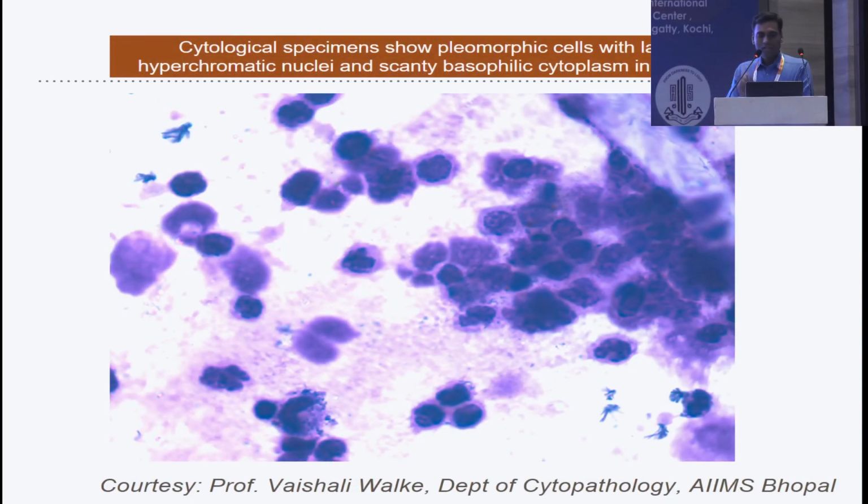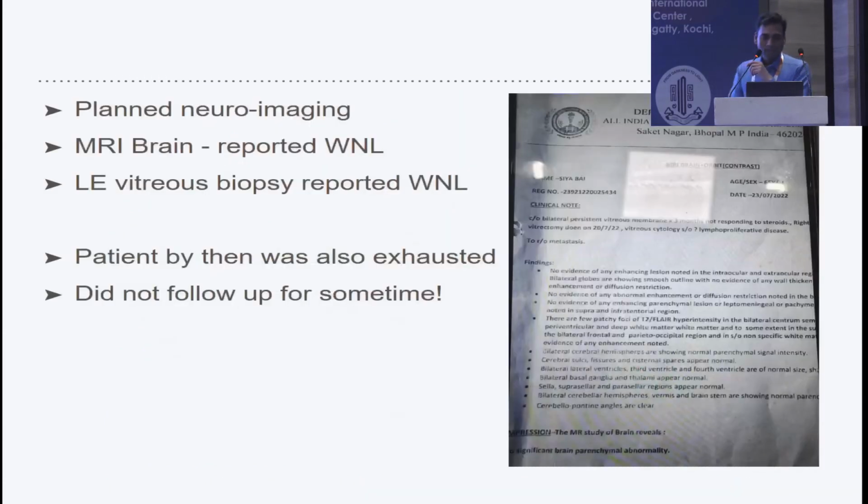The cytological specimen showed pleomorphic cells with large hyperchromatic nuclei and scanty basophilic cytoplasm in the right eye. We planned neuroimaging because there was a suspicion of malignant cells. However, the diagnosis was not very clear at this stage. We performed an MRI brain, which was reported normal. We performed a vitreous biopsy in the left eye, hoping to get something out of it. That was also reported normal.